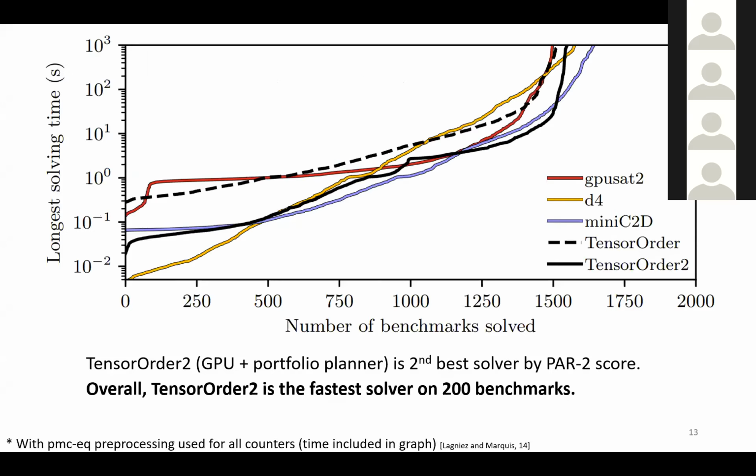And here are the results. I want to highlight one aspect of this. There's the black dashed line, which was our initial implementation of TensorOrder. And the difference between the dashed black line and the black line represents the improvements from the parallelizations I've described to you in this talk, along with some other optimizations. And overall, the resulting model counter is the second best solver by PAR-2 score against all the model counters we considered. There are some more in the paper. And overall, it was the fastest solver on about 200 benchmarks.